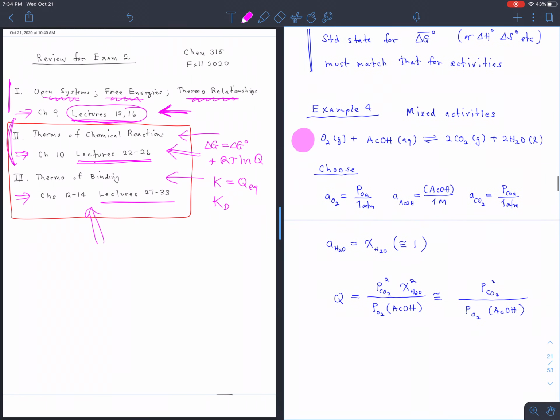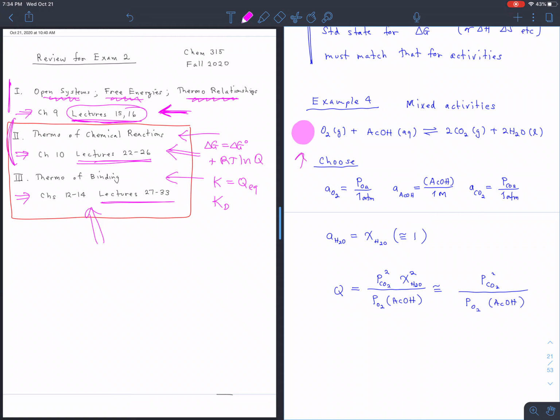Here's an example that I highlighted with the pink dot here. I won't go over it in detail, but I bring it up for your attention because it uses this mixed activity, mixed standard state situation. So the reaction quotient is a ratio of pressures and molar concentrations both in the same expression, and there's nothing wrong with that. There were some homework problems on this topic too.